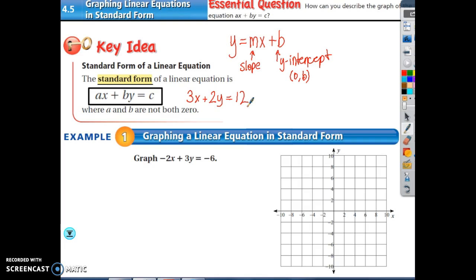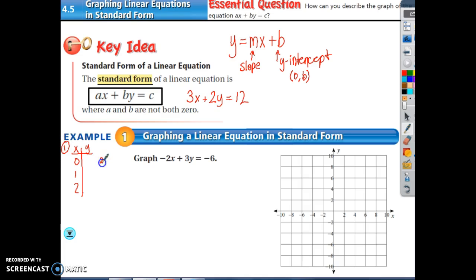The first option is to create a chart, plug in numbers for x and for y, any numbers you want, plug them in, get some points, and then graph those points. So maybe you want 0, 1, and 2. That's option 1. Option 2 is to rewrite this in slope-intercept form.